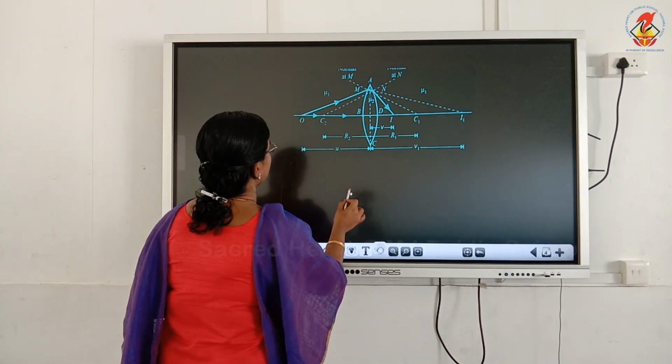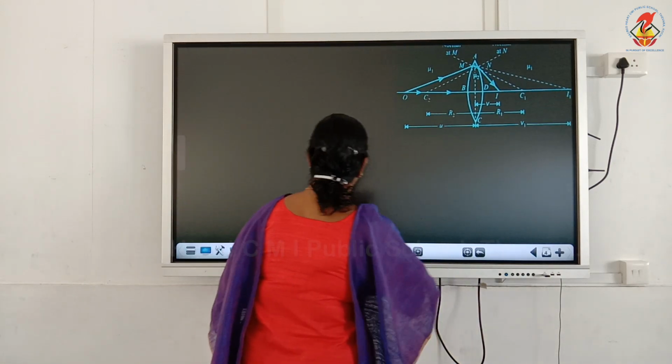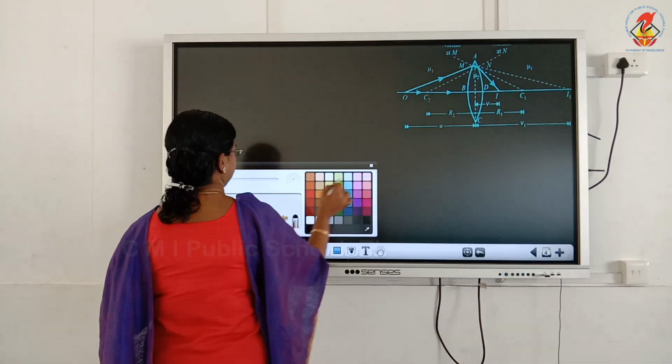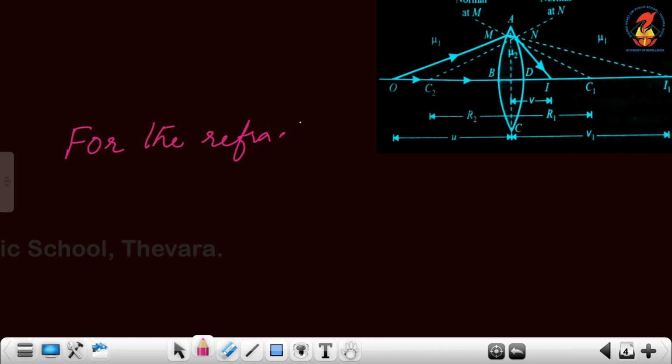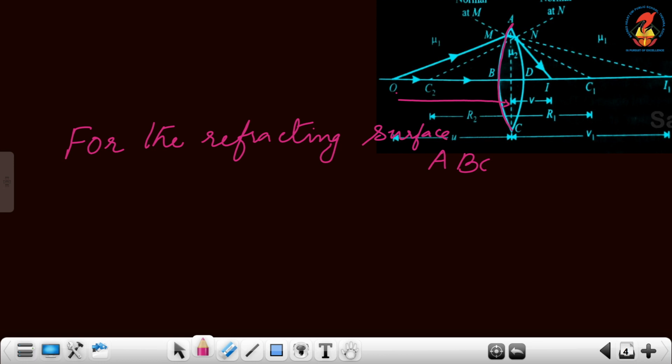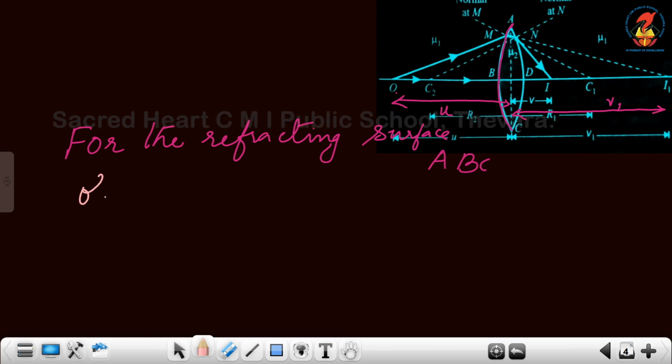So first, we are going to consider the first refracting surface A, B, C. This surface. Now if you look into the surface, you can see the object is placed at point O. So U is the object distance. Okay, and the image is obtained where? Image is obtained at I1. So V1, we are taking it as the image distance. So here the object distance is U.